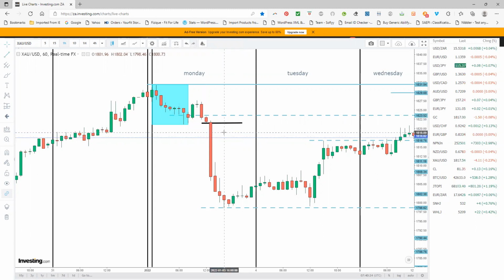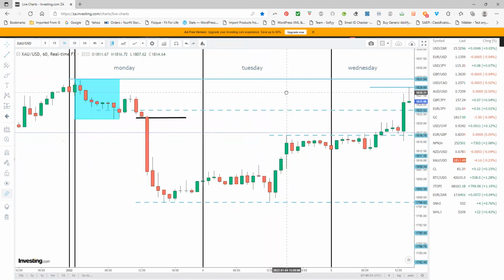Low of the day, because price is breaking it. Look at that, all the way down. Like a profit. Right, so let's have a look at Tuesday quickly.